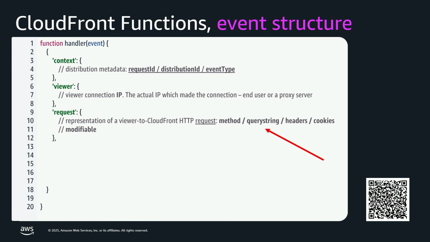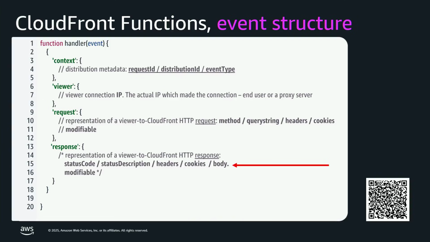We have the request, and the request is also modifiable, meaning you can read the query string, the headers, and the cookies, and you can manipulate those using CloudFront Functions. And the same as the request, we will also have the response, where we can manipulate the status code, status description, headers, cookies, and override the body altogether. And as I mentioned before, it is quite important to understand if you want to terminate the request or just proxy it to the origin.